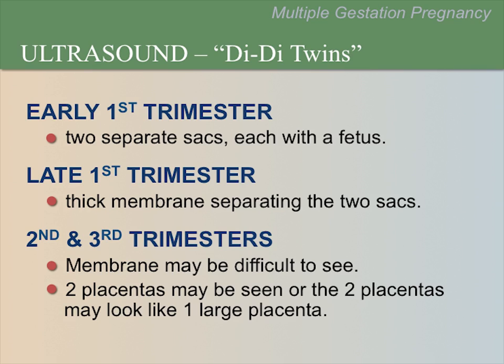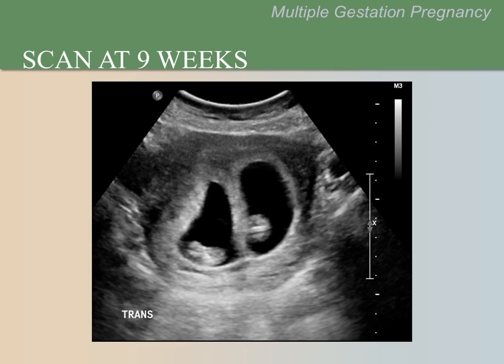Later in the first trimester, you will see a thick membrane between the 2 sacs. This membrane may be difficult to see later in pregnancy. You may see 2 placentas, or the 2 placentas may look like one very large placenta in the second and third trimesters. This is a typical ultrasound image of a dichorionic, diamniotic, or di-di twin pregnancy.